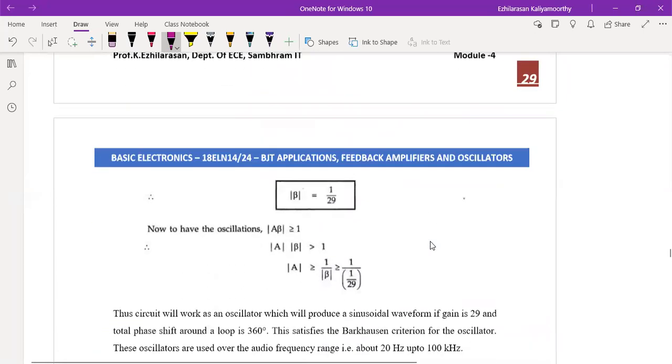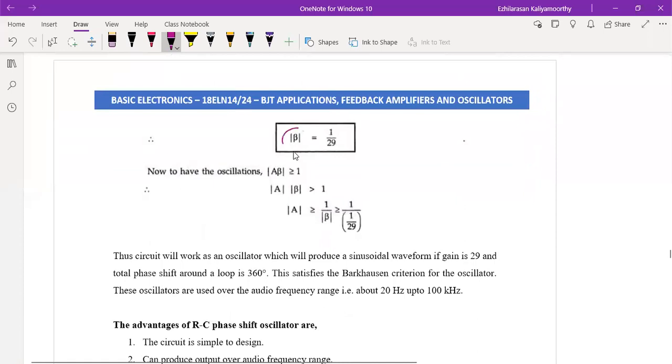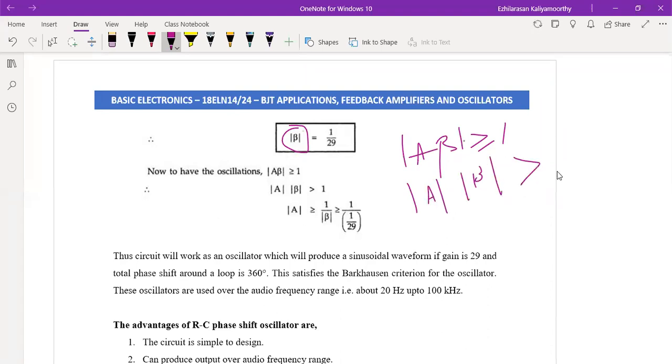Now, what about the gain A? The modulus of beta is 1 by 29. To have oscillation, A into beta should be greater than or equal to 1. So the modulus of A should be greater than or equal to 1 by beta, that is, greater than 1 by 1 by 29. Beta value is minus 1 by 29, or just 1 by 29 in magnitude.